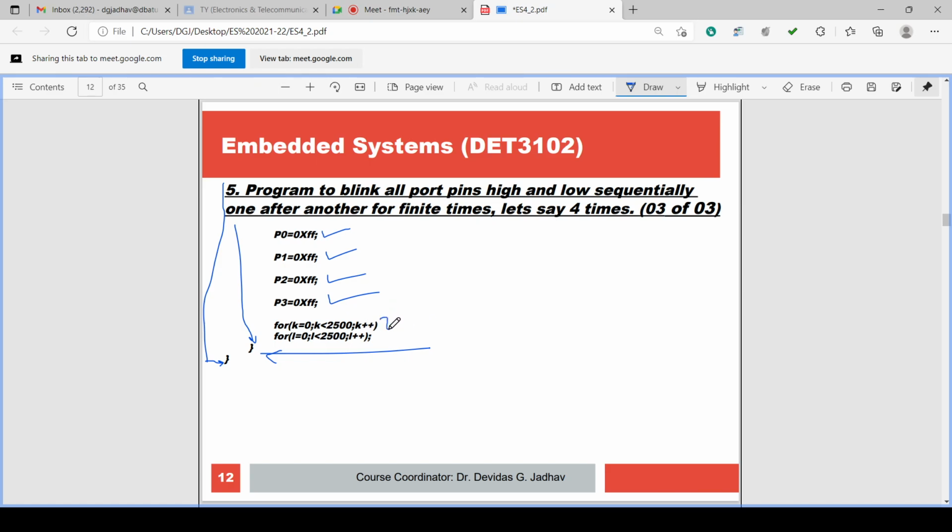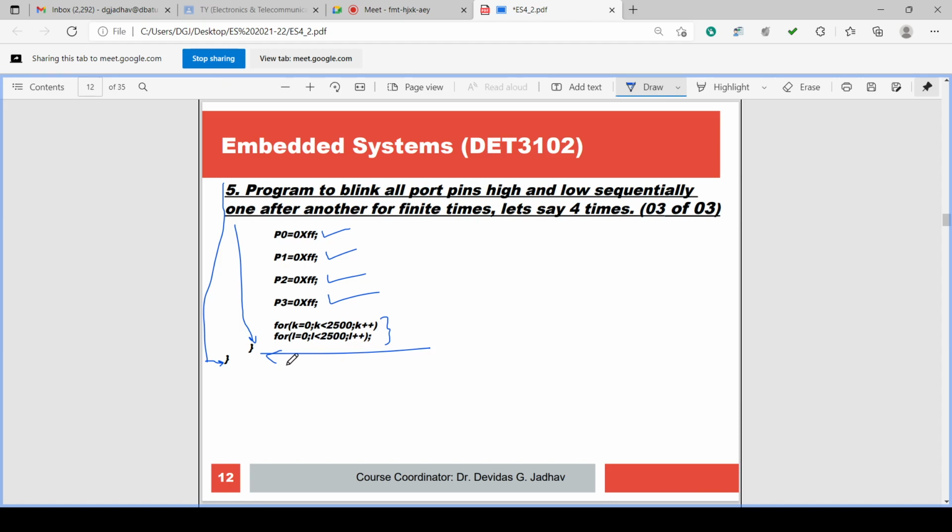How much time is this delay provided? Okay. This is again the same as the nested for loop delays. There are two for loops. One is for variable k, the second for loop is for variable L. The variable k for loop executes 2500 times and the variable L for loop executes 62 lakh 50,000 times, and this nested for loop will generate the delay.